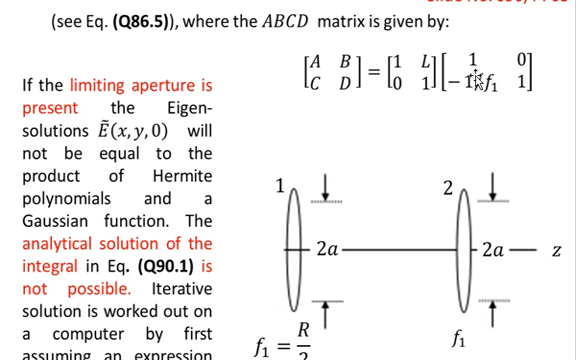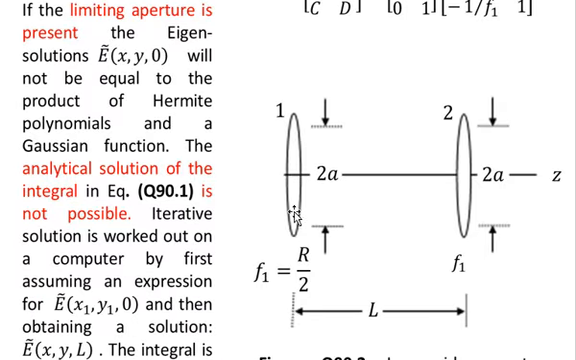So the lens matrix is given by 1, minus 1 over f1, then 0 and 1. This is the matrix of the lens 1, and then the free space propagation is represented by the matrix 1, capital L, 0 and 1. The product of these two will give you the ABCD matrix, and this ABCD matrix is for the one round trip, that is for the distance z equal to 0, that is from the location of the lens 1 to just before the location of lens 2.